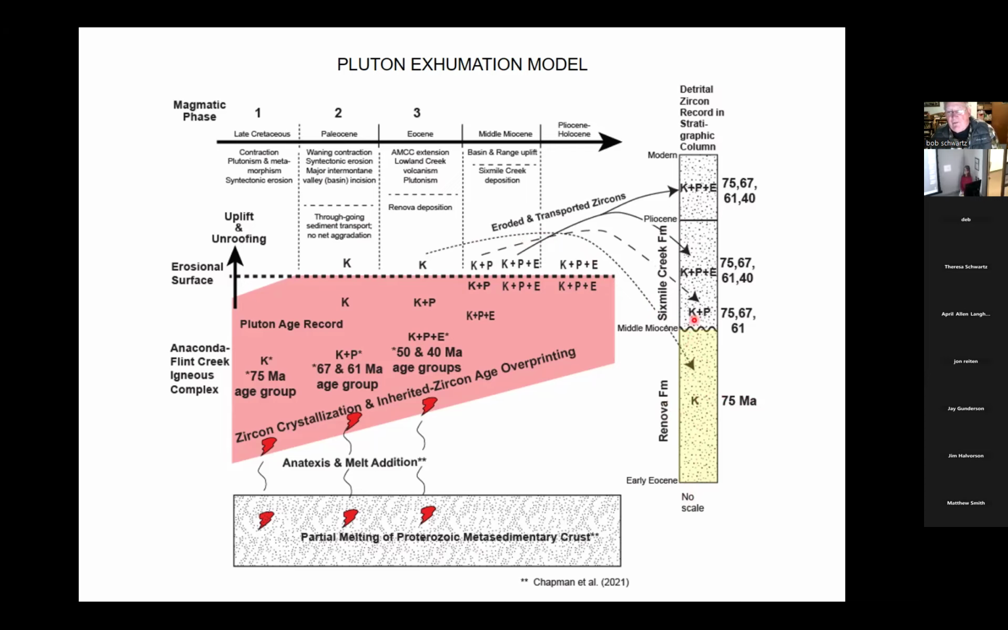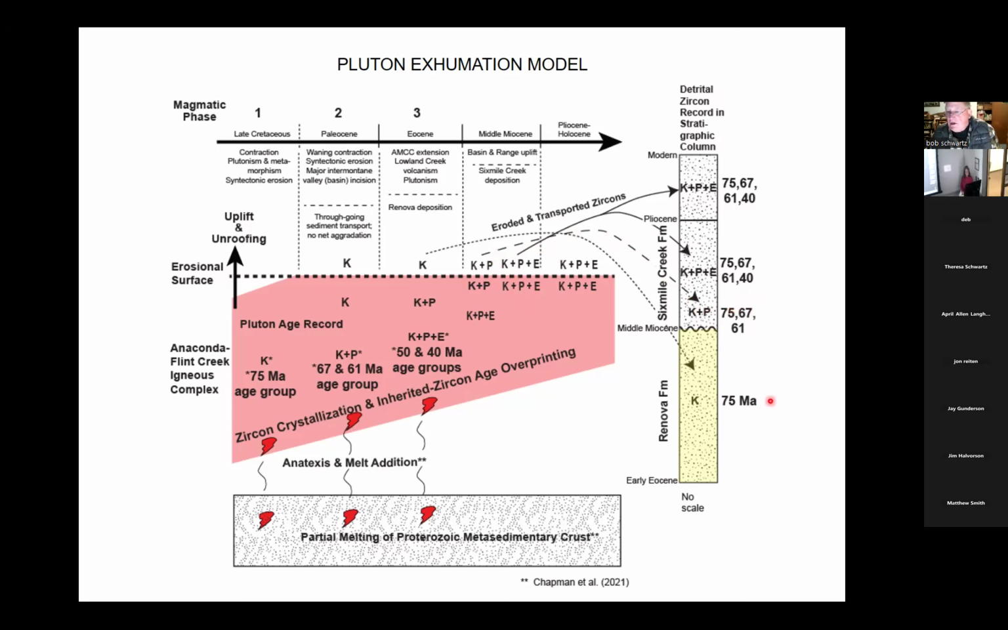Here's the Six Mile Creek Formation, Six Mile time. By the time you get over there, the plutonic complex had uplifted even more, so that you don't just have Cretaceous, but you're getting Cretaceous plus Paleocene, and then Cretaceous, Paleocene, Eocene zircons being transported and deposited into the basin with these age signatures. And then eventually all of them exposed through time.